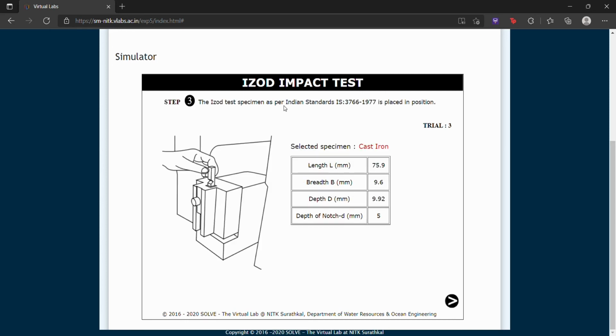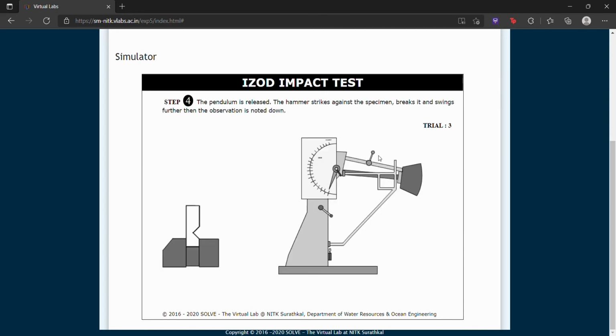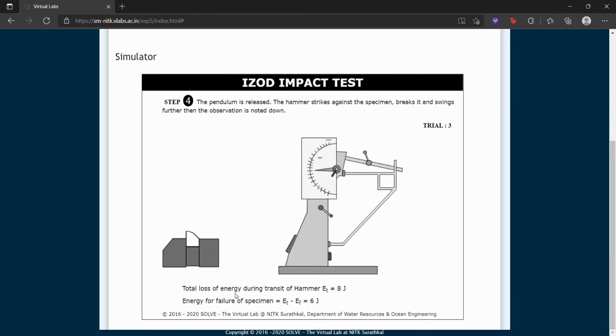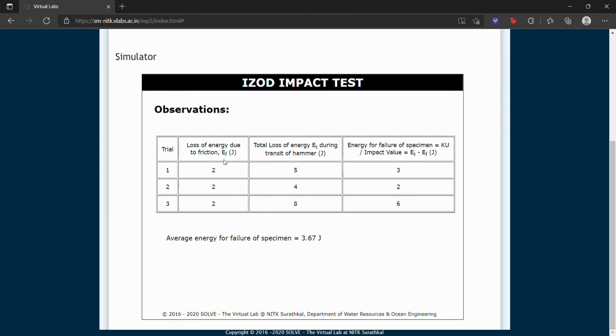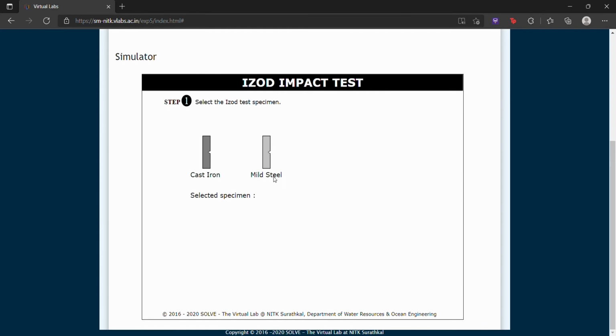For trial 3, we repeat the same step, which is step 3, and also step 4, where the pendulum is released. After that, we find out the average energy for failure of specimen from the 3 trials' observations given.